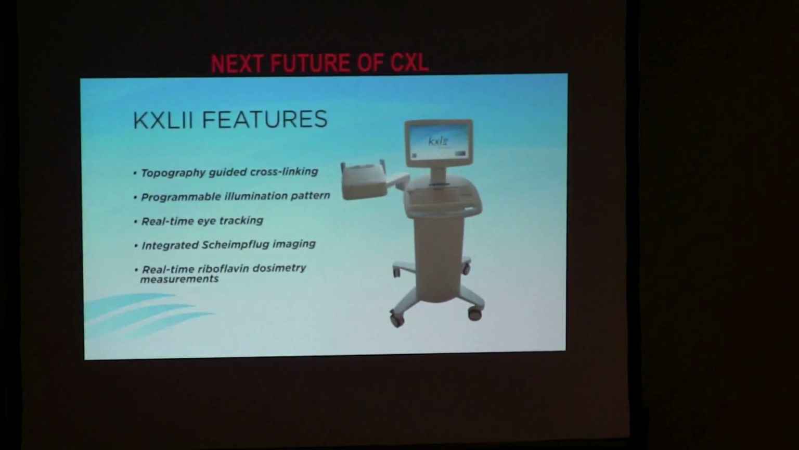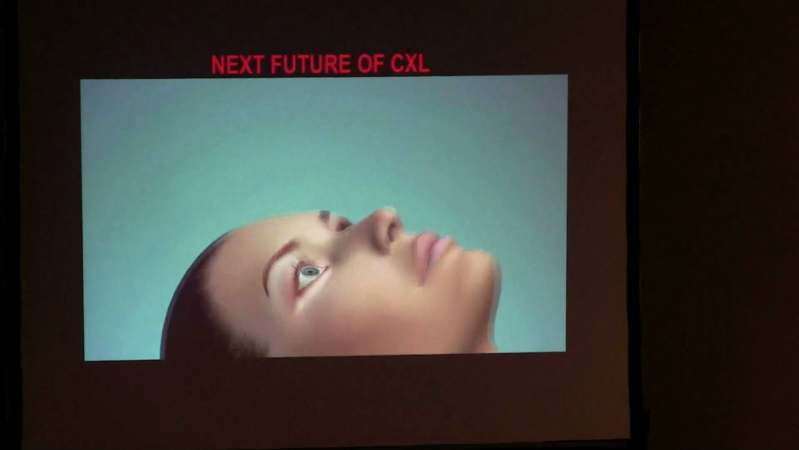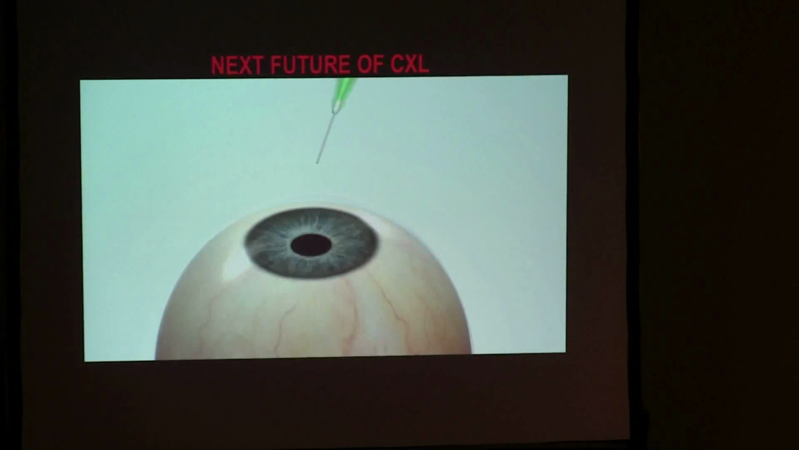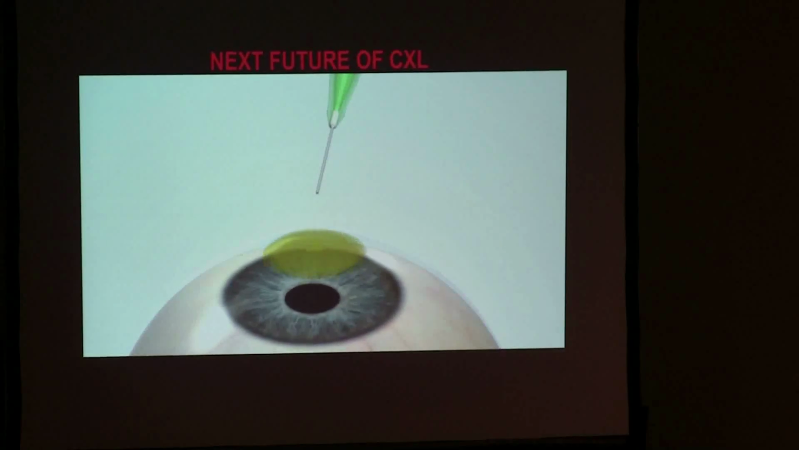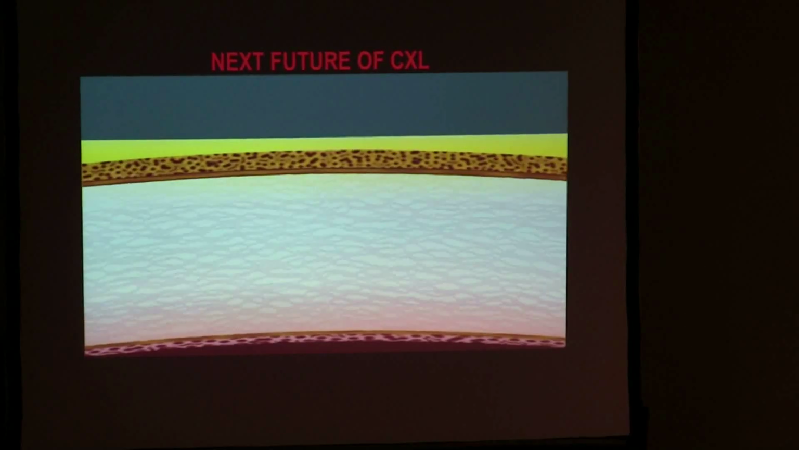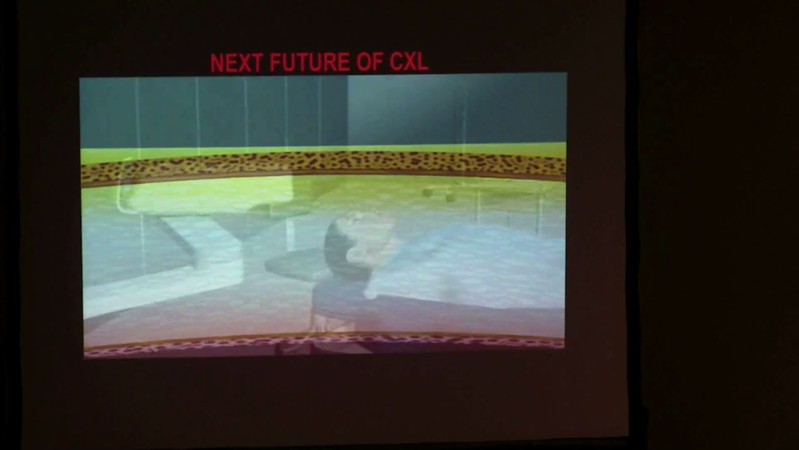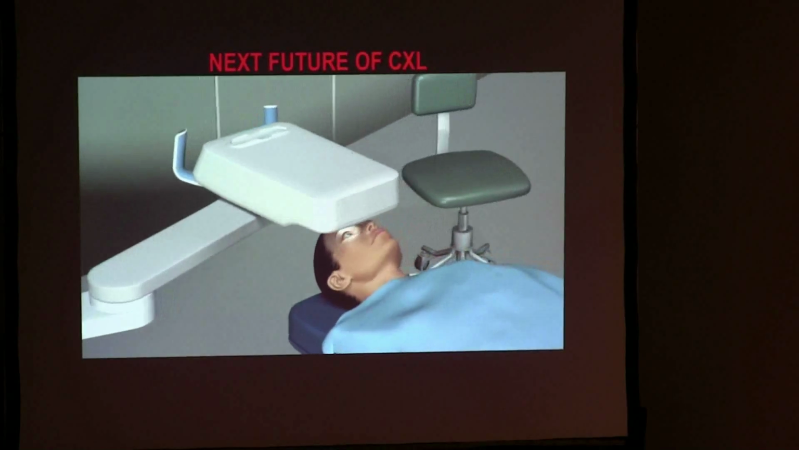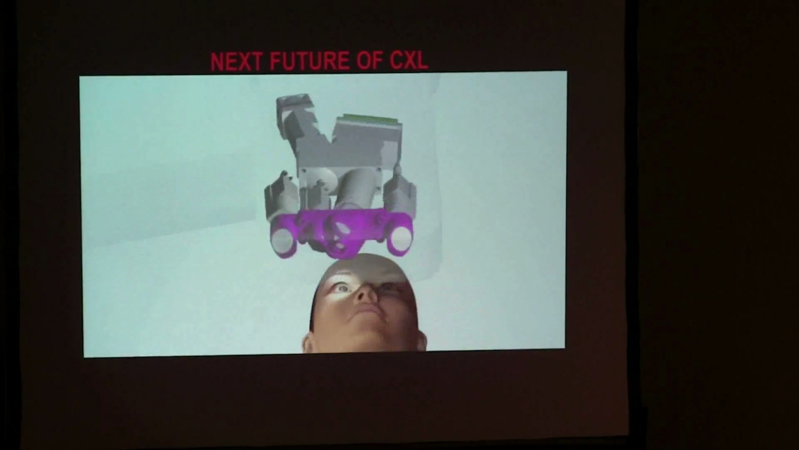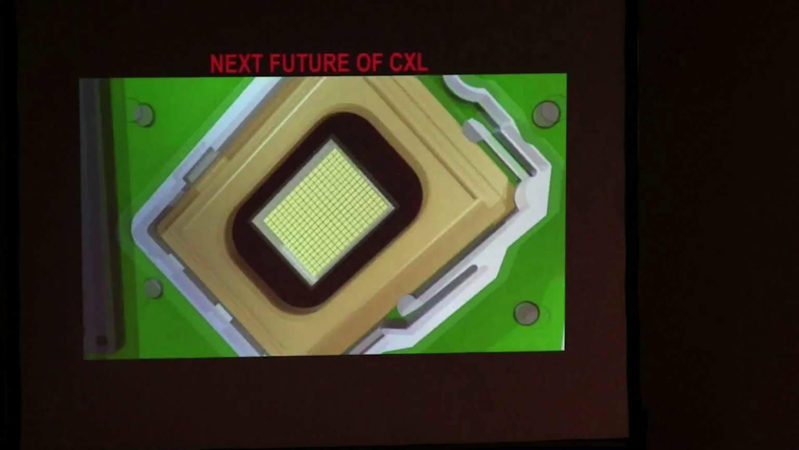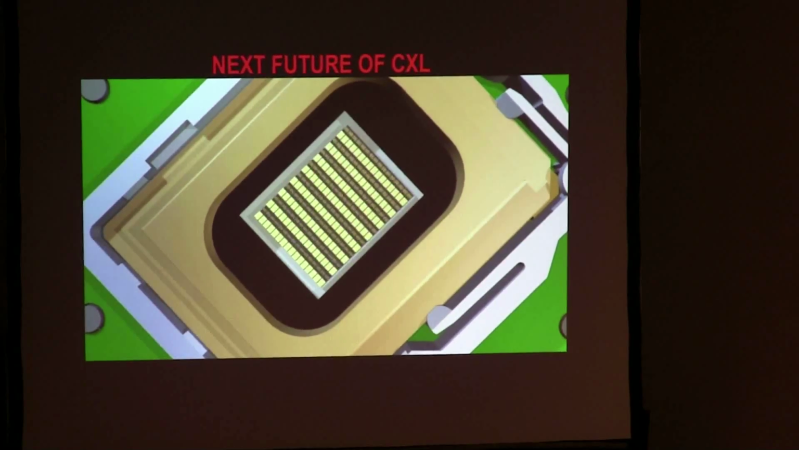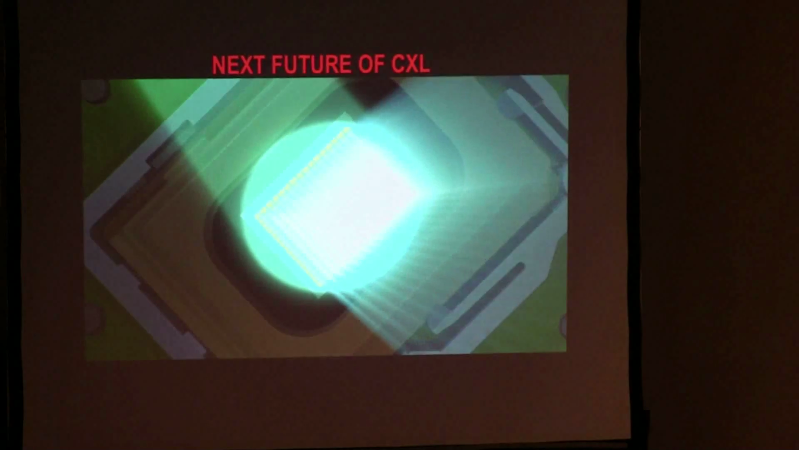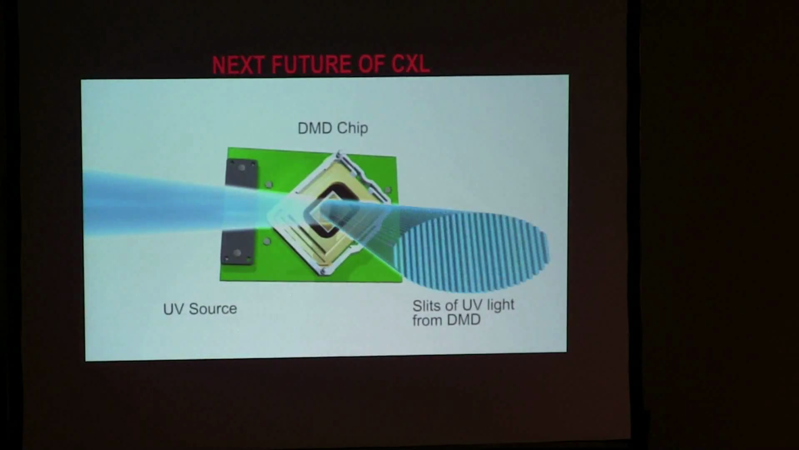The future, to conclude, is topographic cross-linking. Actually, I'm starting a clinical trial with this machine that allows us to give different energies to several points of the cornea, so you can adjust the power depending on the topographic pattern of the keratoconus or corneal ectasia.